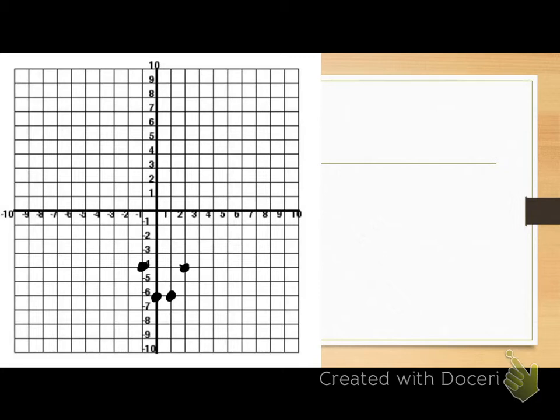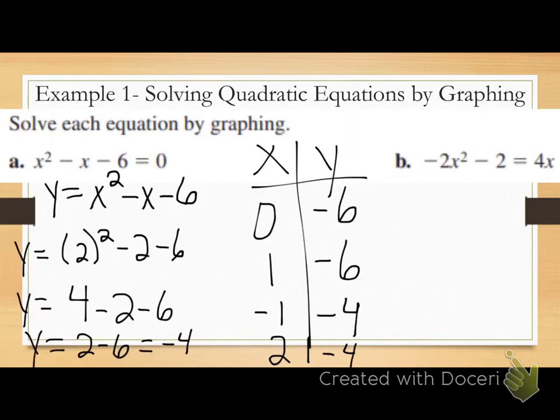Where do you think my vertex is? Where it changes going from decreasing to increasing. 0.5, right? It's between these 2 points, between 0 and 1, right? So it's going to be somewhere down here. So let's plug in 0.5. I know it's a decimal. You guys don't like plugging in decimals, but we can plug in a decimal. 0.5.